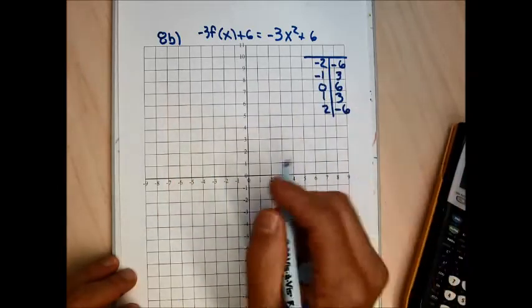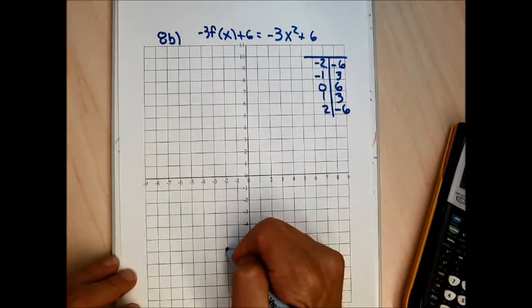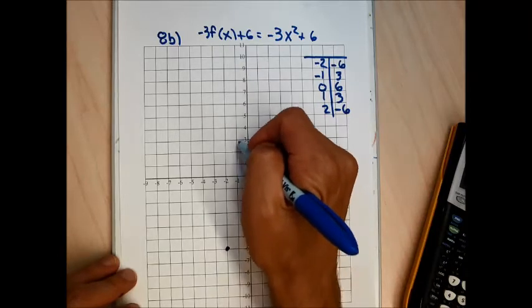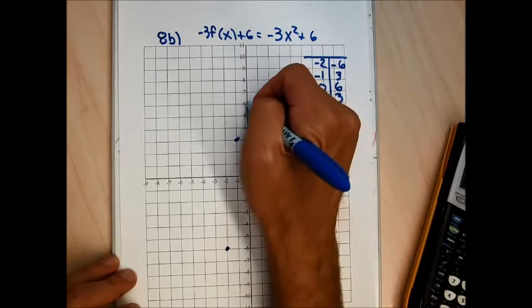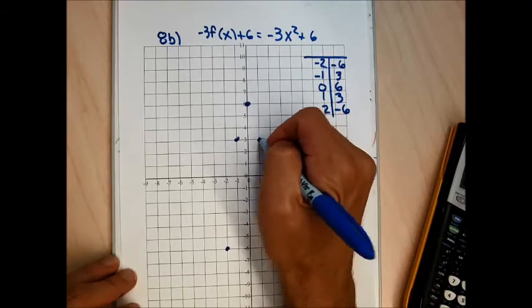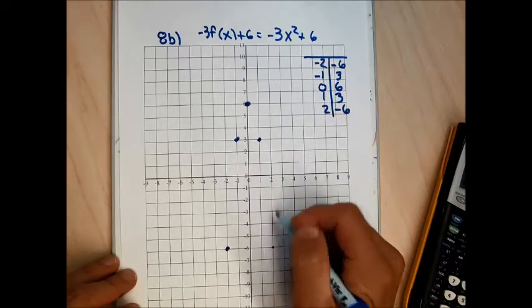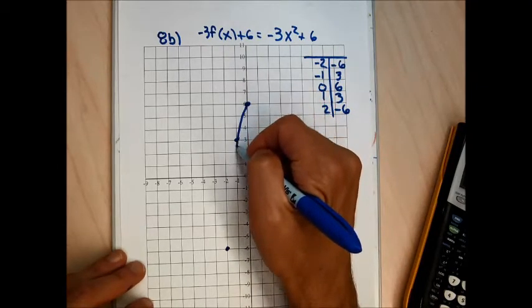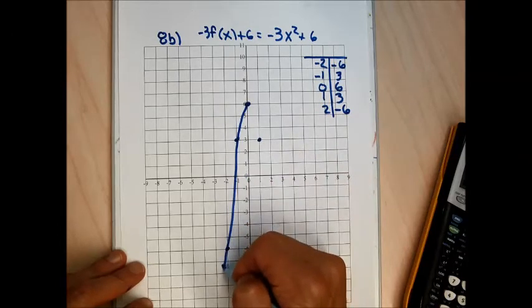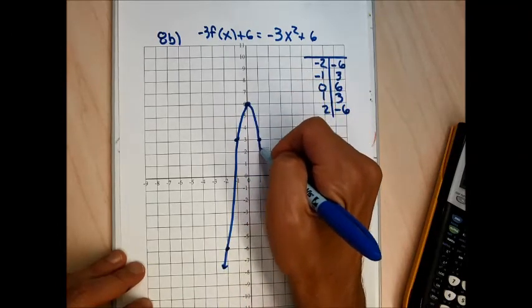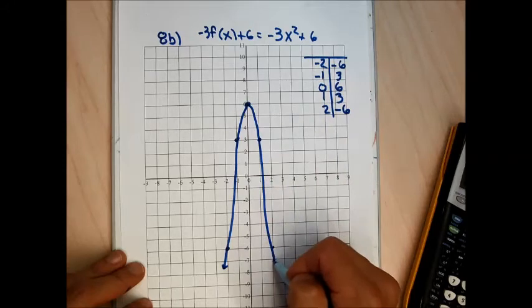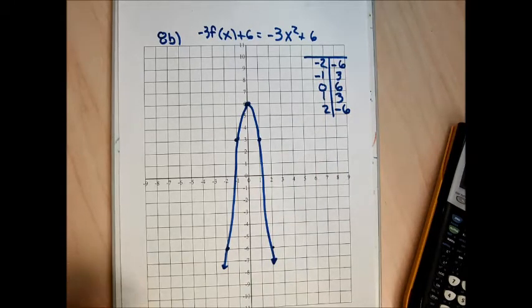So as I plot my points, negative 2, negative 6, negative 1, positive 3, 0, 6, 1, 3, and 2, negative 6, I get a skinny parabola. That 3 makes it skinny. And I get an upside down parabola because of the negative. It gets flipped over. So that's a reasonable graph.